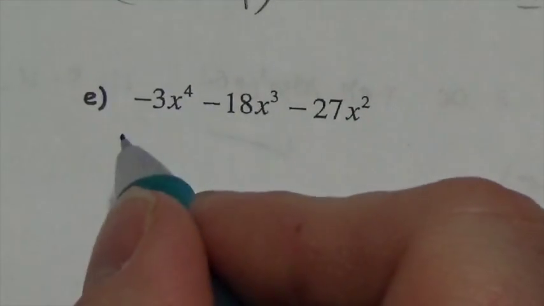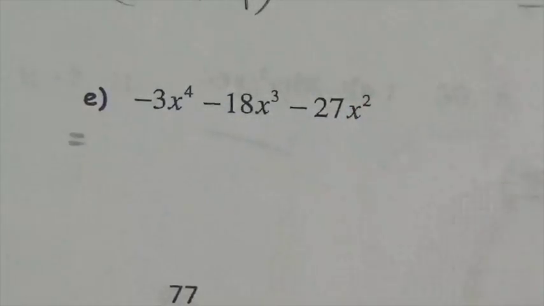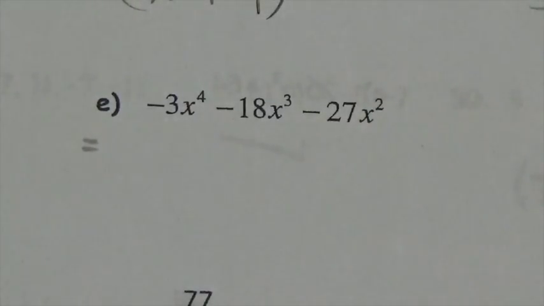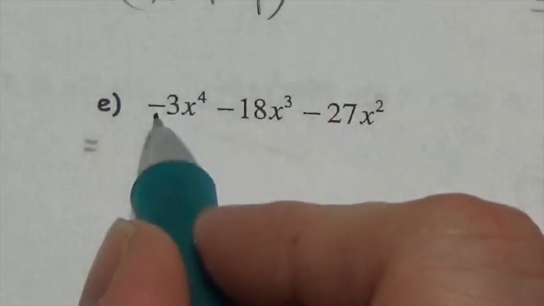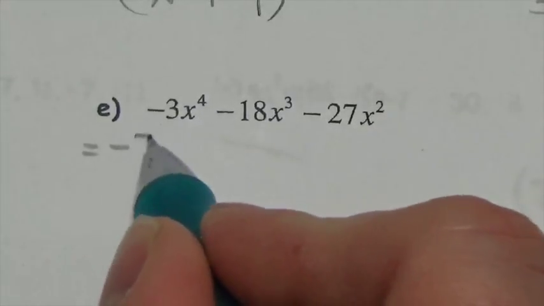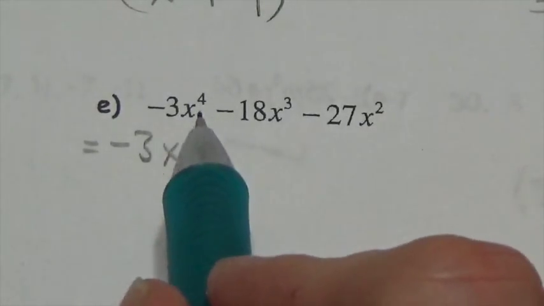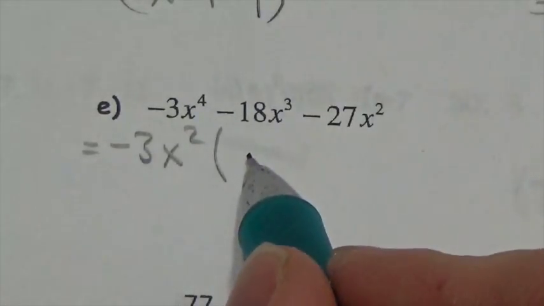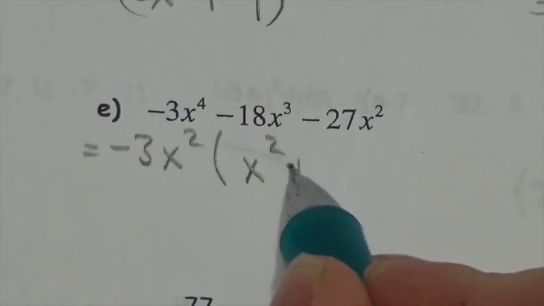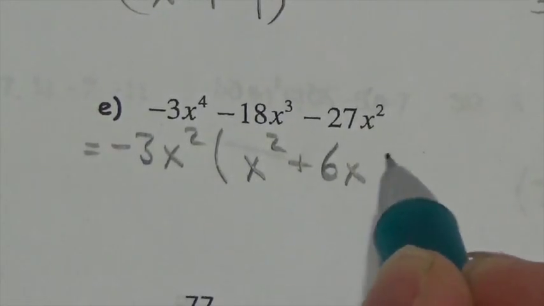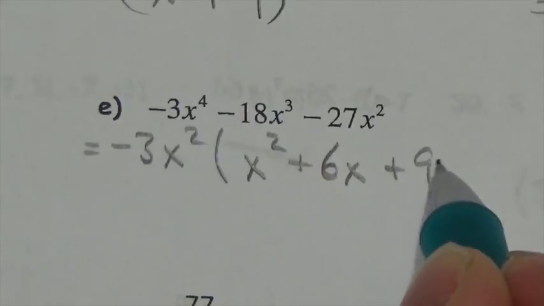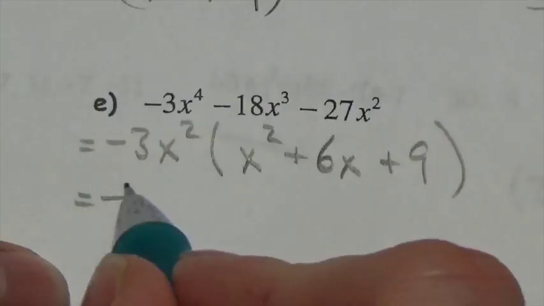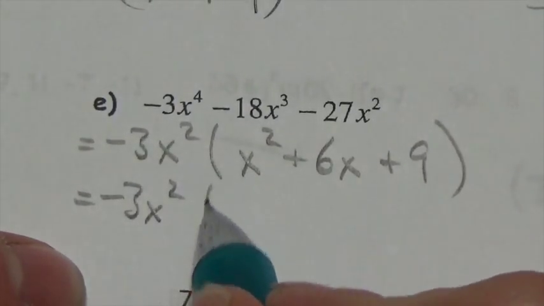And now finally in this little section here, okay, first of all, I notice that there's negatives everywhere. There's also x's in every term here. There's got to be a common factor. And between 3, 18, and 27, there is a common factor of 3. So I'm going to take out a negative 3x. I'm going to take out the smallest exponent, so that's the squared. That is going to leave me with here x squared plus 6x plus 9. Okay, so now I can't get around the fact that there's that negative 3x squared that's part of this answer here. So negative 3x squared.